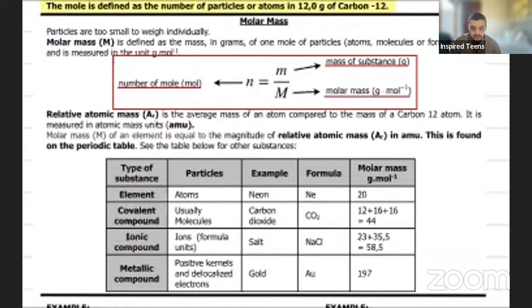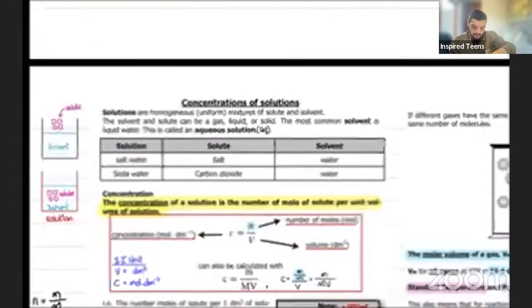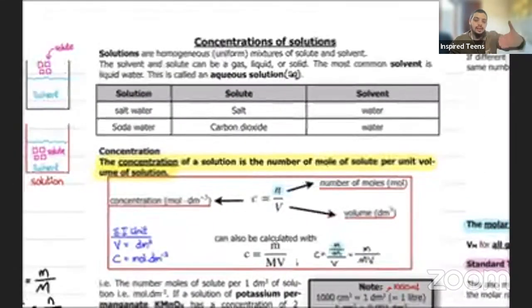Not weighs. Weighs is not the right term. Mass. What's its mass is more accurate. Okay, it's too small to consider, what's its mass. So that's what molar mass is, right? What is the mass of 1 mole?